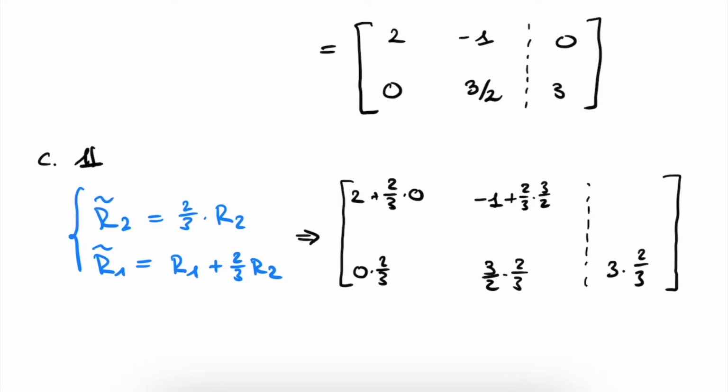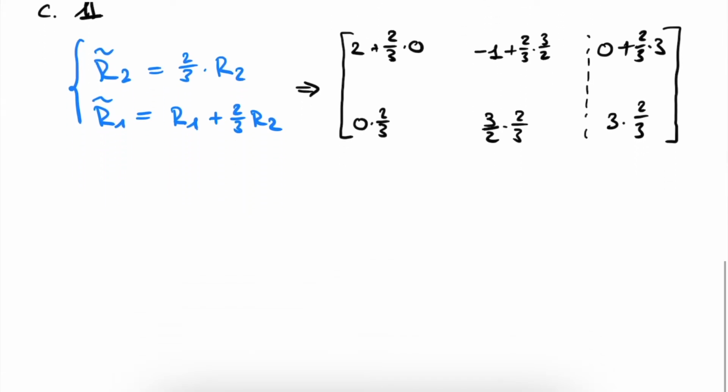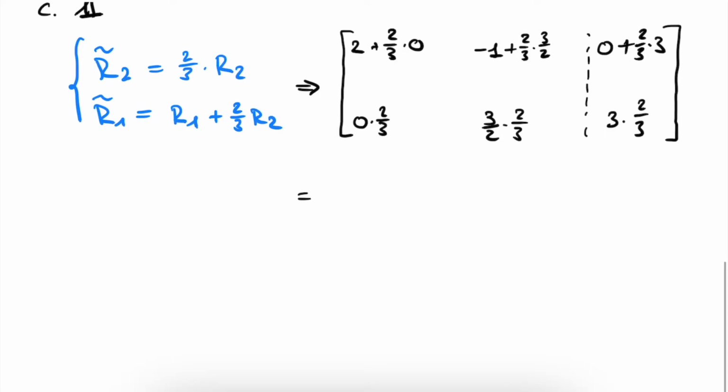The same is done for the element on the third place. So we have 0, the element that we already had, and we add to that 2 over 3 times the element on the second row, which is of course 3. So we multiply by 3. Again, we can simply calculate these very easy sums to get the following matrix.